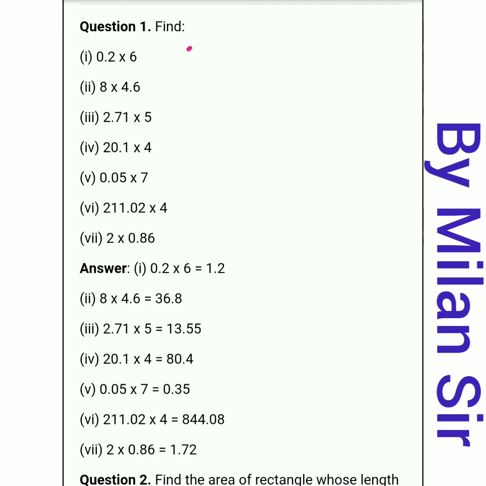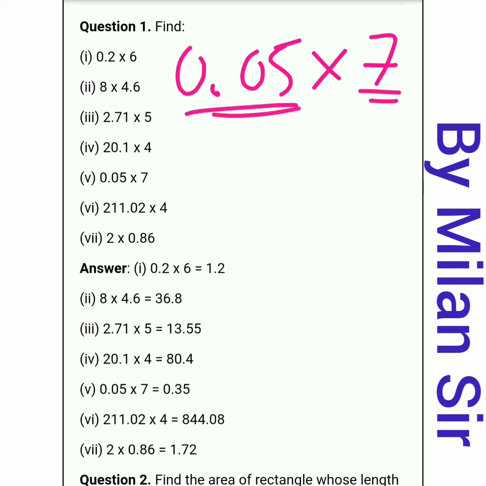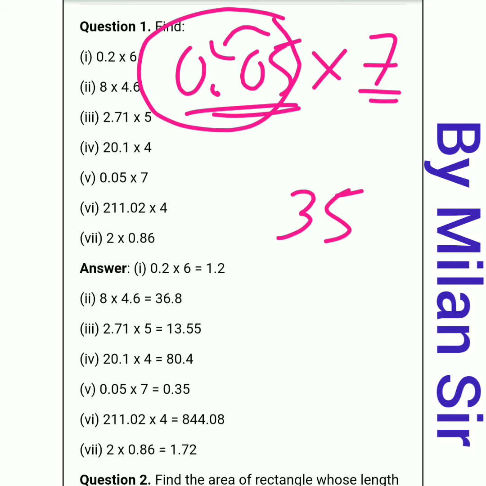Then question number 5, 0.05 multiply 7. First of all ignore the decimal point here, so only 5 is there. 7 fives are 35. Now here before 2 digits the decimal point is there, so in the answer also before 2 digits we need to put the decimal point. Now nothing is remaining, so here we need to put 0, that means our answer is 0.35.